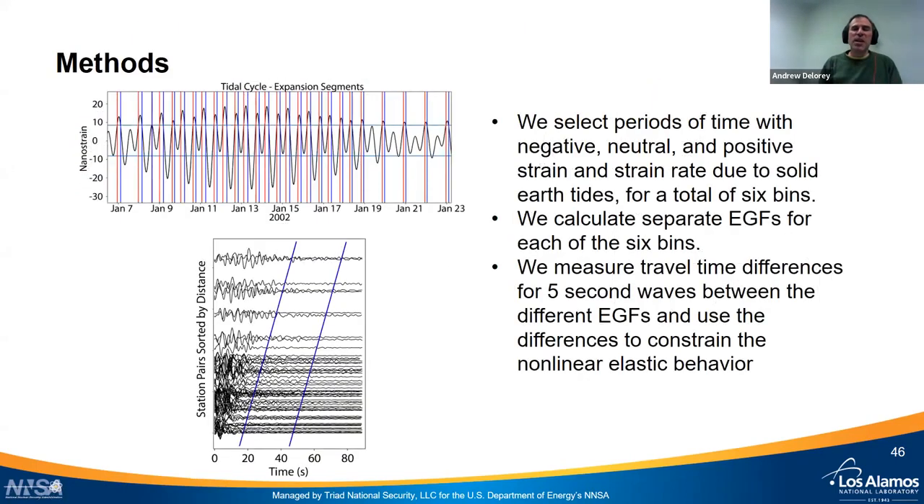So again, using the same methods, we select periods of time of negative, neutral, and positive strain. This time, instead of using just the positive and negative, we're doing positive, neutral, and negative for both the strain and the strain rate to get 6 different measurements. And then we calculate separate EGFs for each of the 6 bins. Then we measure travel time differences for 5-second waves between the different empirical Green's functions and use the differences to constrain the nonlinear elastic behavior.